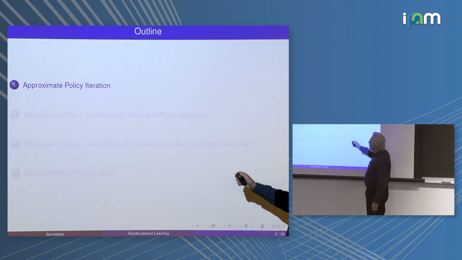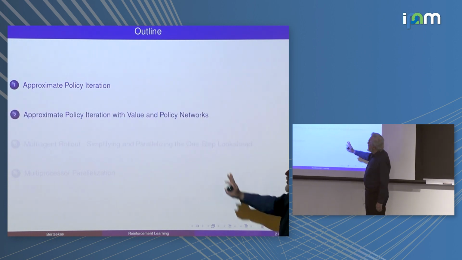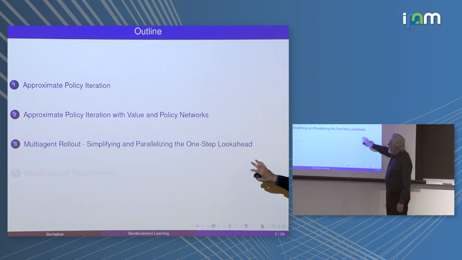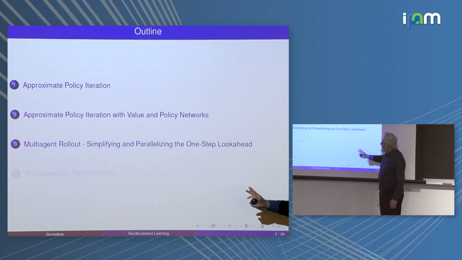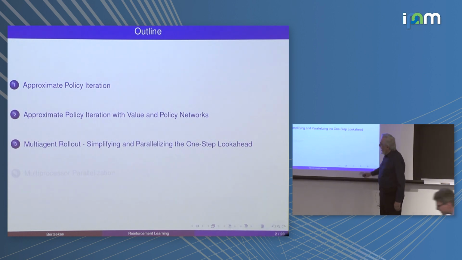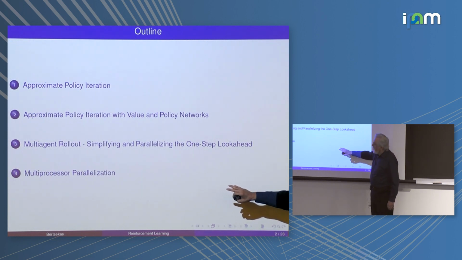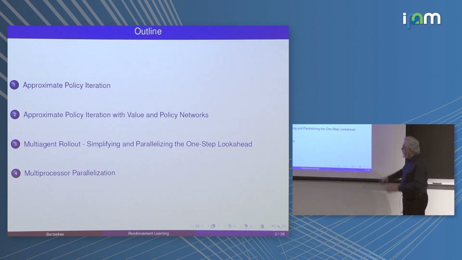So I'm going to start with that, and then I'm going to explain how it can be implemented with value and policy networks, neural networks, that is. Then I'm going to talk about some new ideas relating to parallelization. One is multi-agent rollout, and I'll explain what that means. Basically, the control consists of multiple components with one component corresponding to an agent, a separate agent. And then I'm going to talk about a more traditional form of parallelization, which is partitioning the state space and training in different parts of the space with communication between the processors.